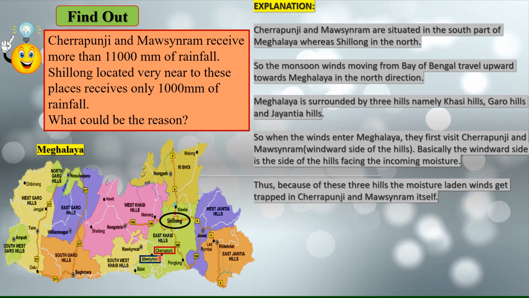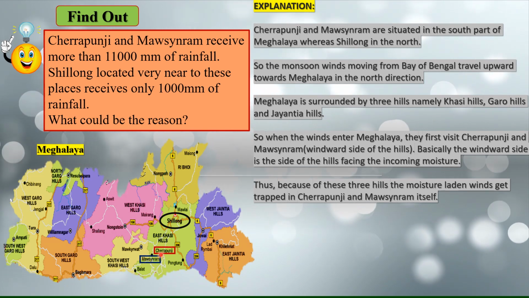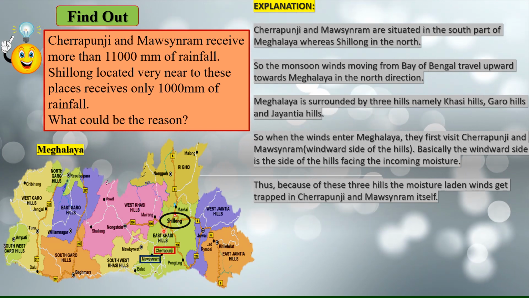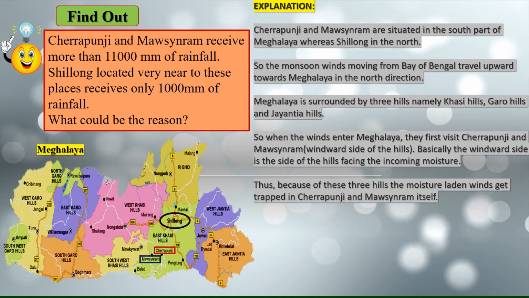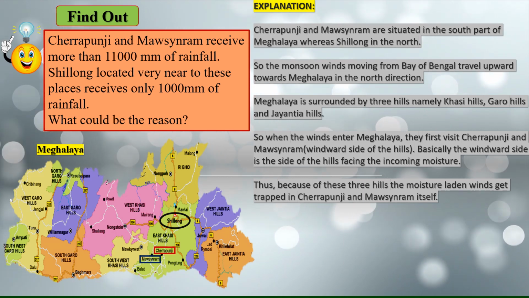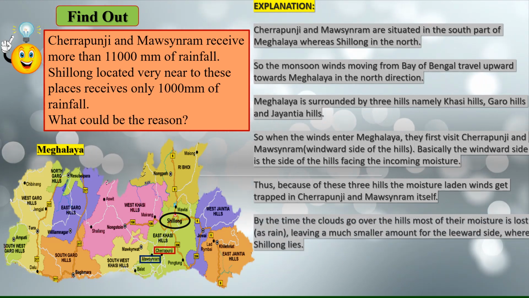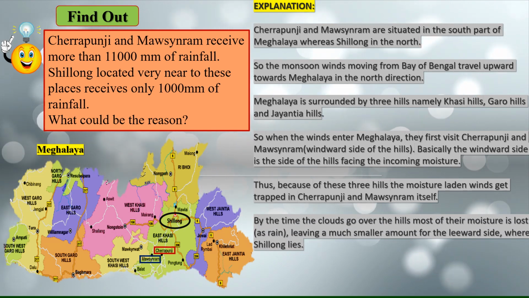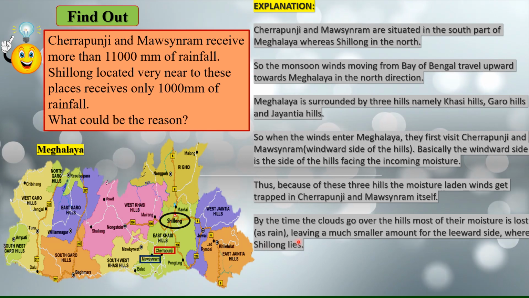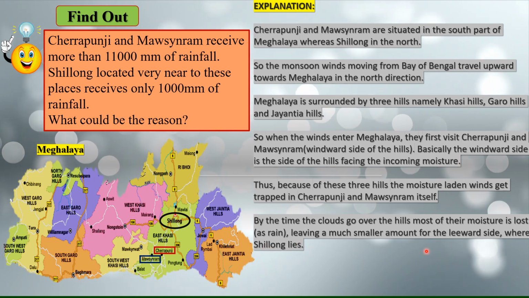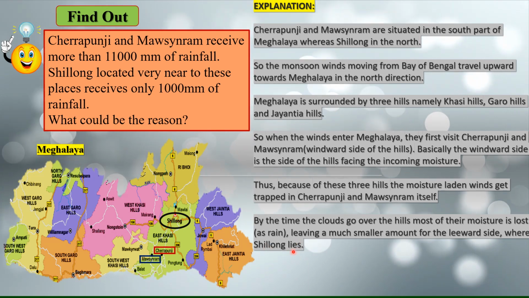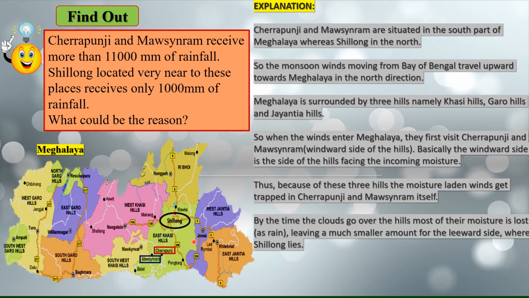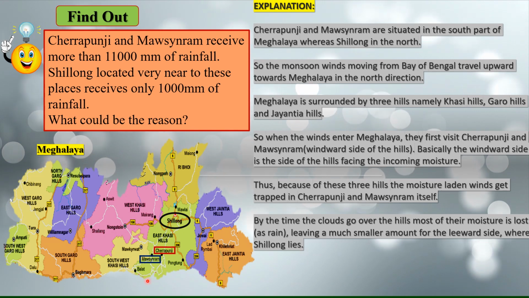By the time the moisture-laden clouds move to the other part of the hill, they lose most of their moisture. By the time the clouds go over the hills, most of their moisture is lost as rain, leaving a much smaller amount for the leeward side where Shillong lies. So Shillong lies in the rain shadow region or the leeward side, and these 2 lie on the windward side.